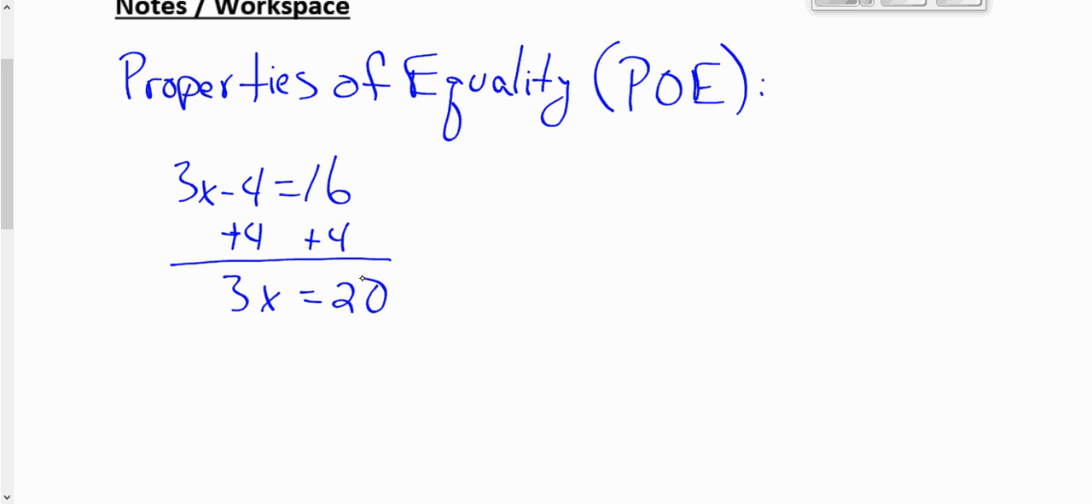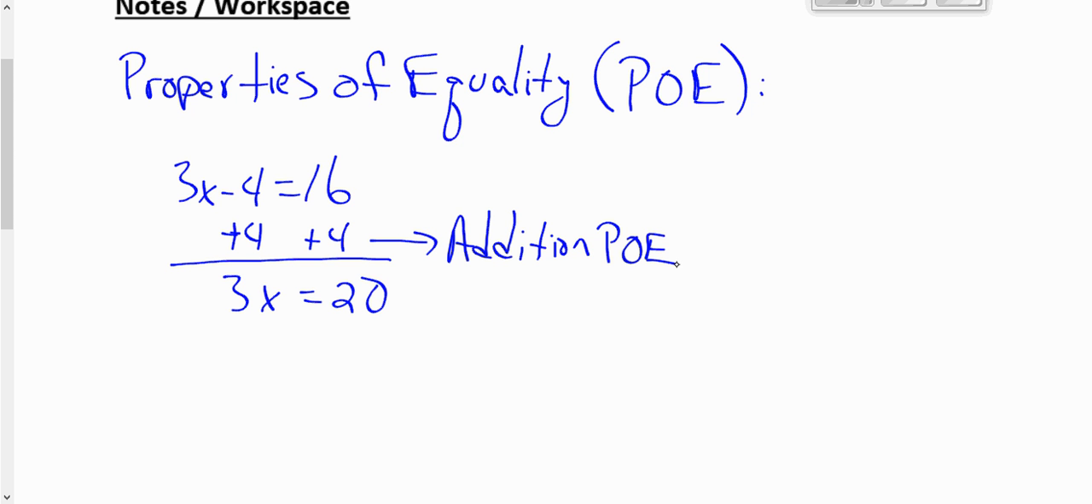Okay? So what we did here, we added something to both sides. This is called the addition property of equality, or the addition POE. Makes sense, right? You know what a property of equality is, and this is addition.